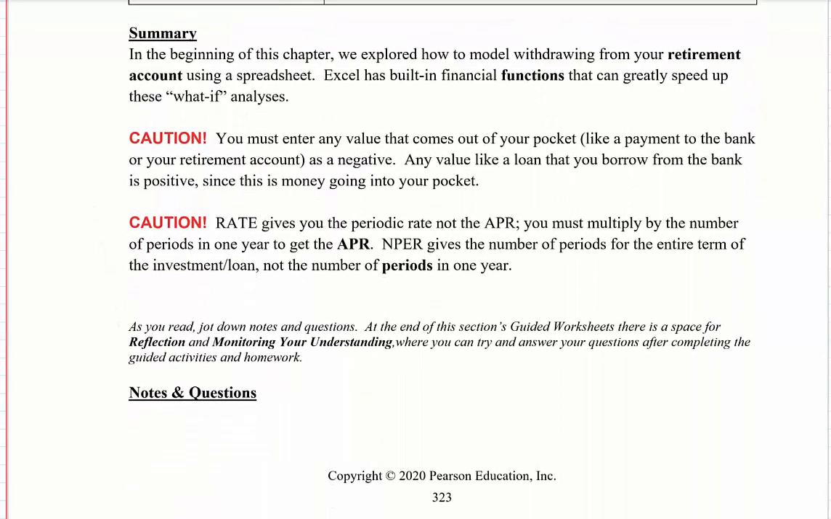A couple of words of caution before we start going through some examples. Any money that comes out of your pocket, like a payment to the bank, a retirement account, a deposit, anytime money is coming out of your pocket, you must make it negative. So I'm going to show you many examples of that.